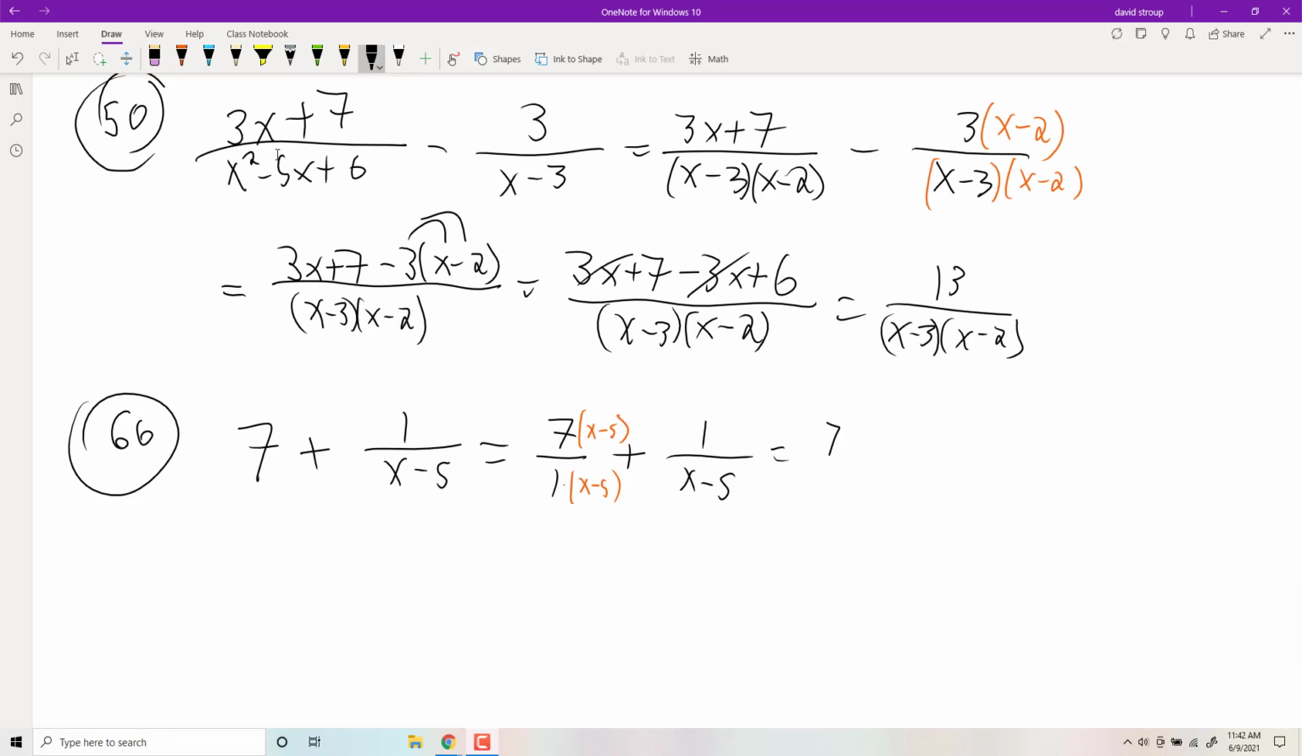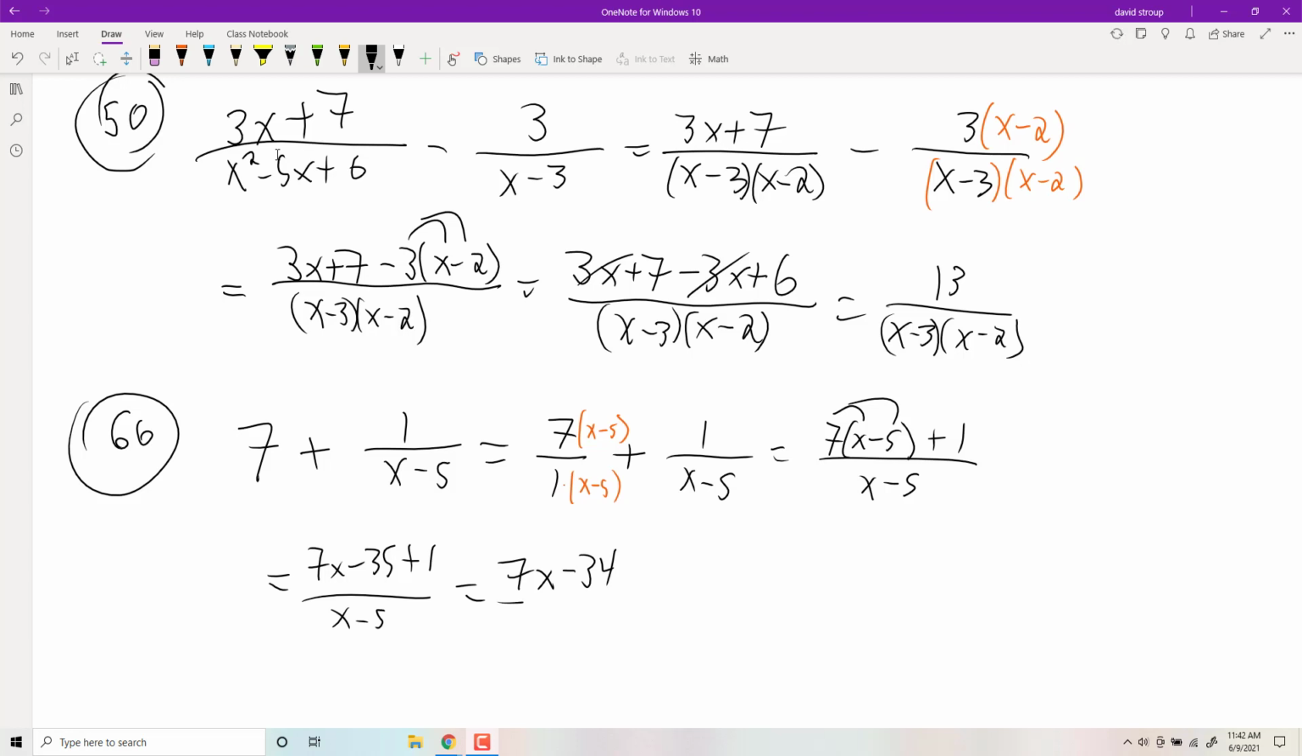So you have 7 times x minus 5 plus 1 over x minus 5. Distribute, and you get 7x minus 35 plus 1 over x minus 5, which of course is 7x minus 34 all over x minus 5.